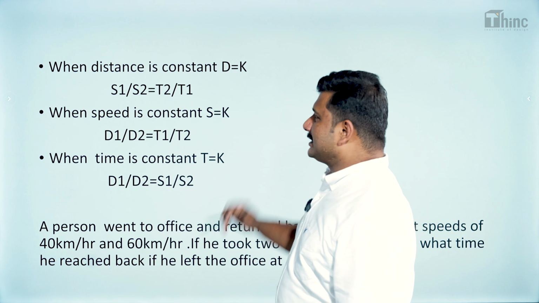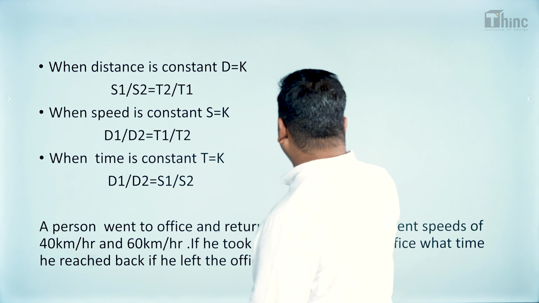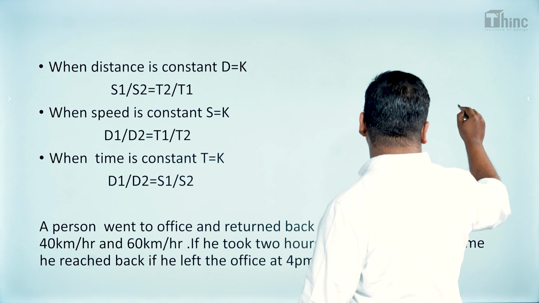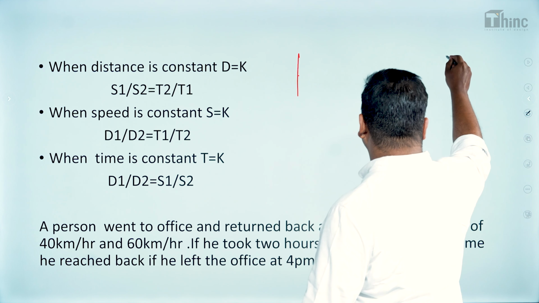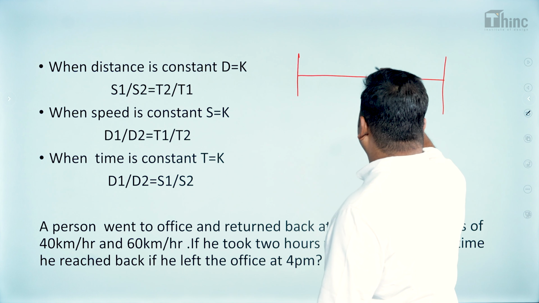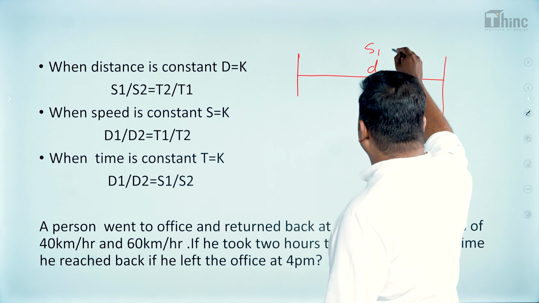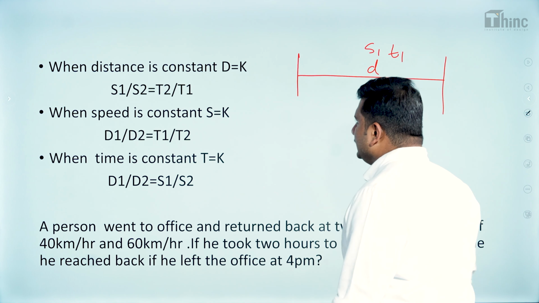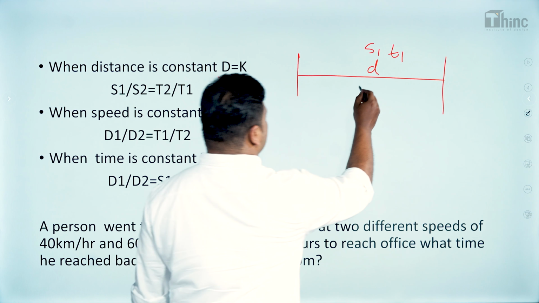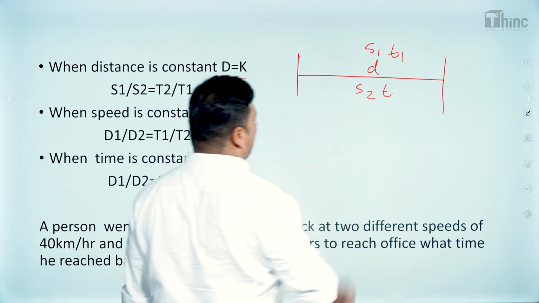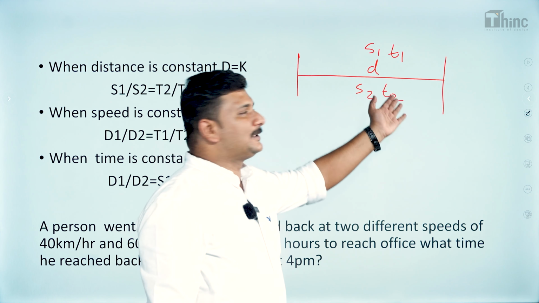When distance is constant, S1 by S2 equals T2 by T1. What does that mean? A person is traveling a particular distance. Let's say this is the distance which you need to cover. He is initially moving at a speed of S1 and let's say the time taken is T1. Now what is constant? Distance is constant. Again he is covering the same distance, and let's say the speed is S2 and the time taken is T2. So he is covering the same distance but at a different speed, and the time taken is also different.